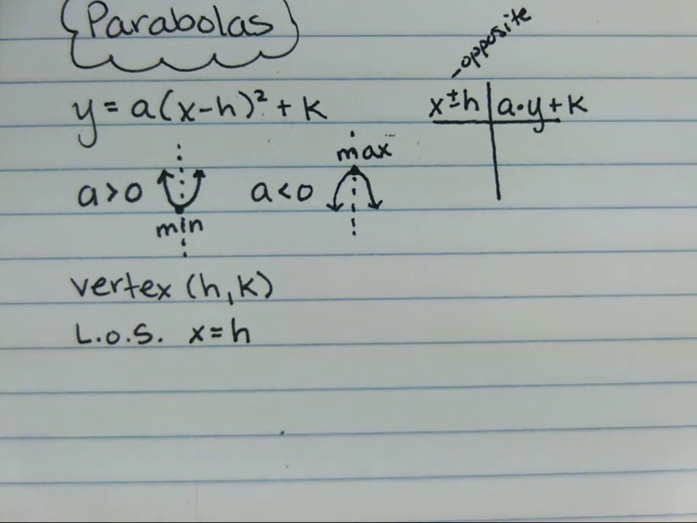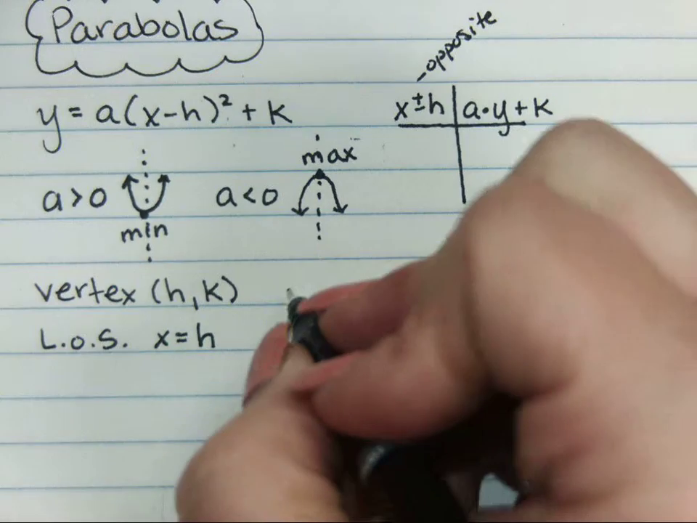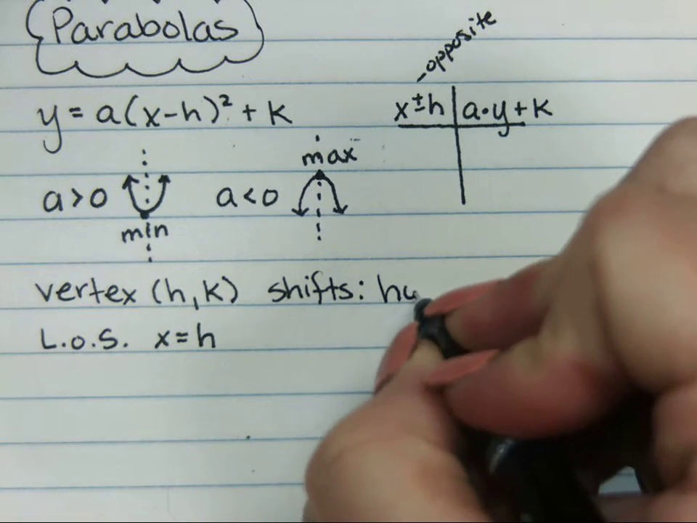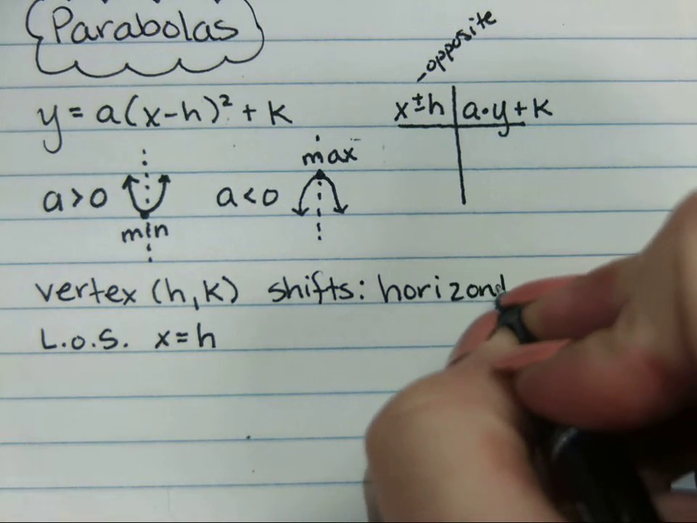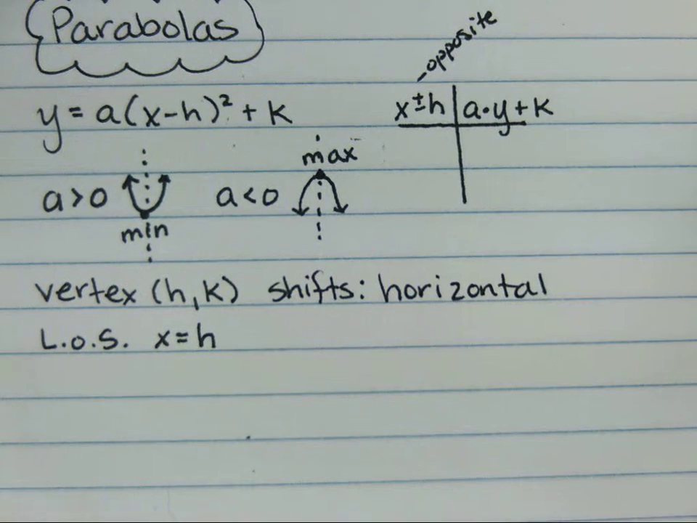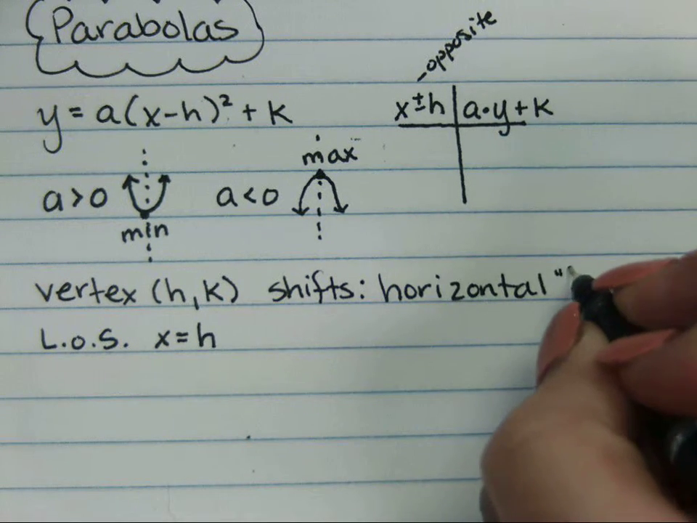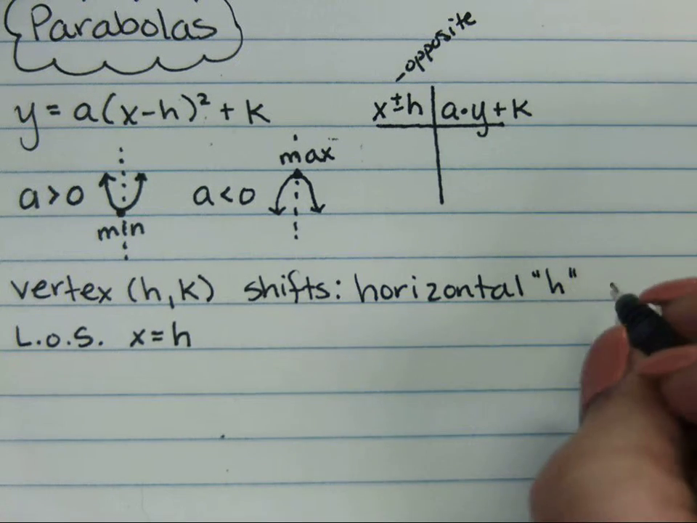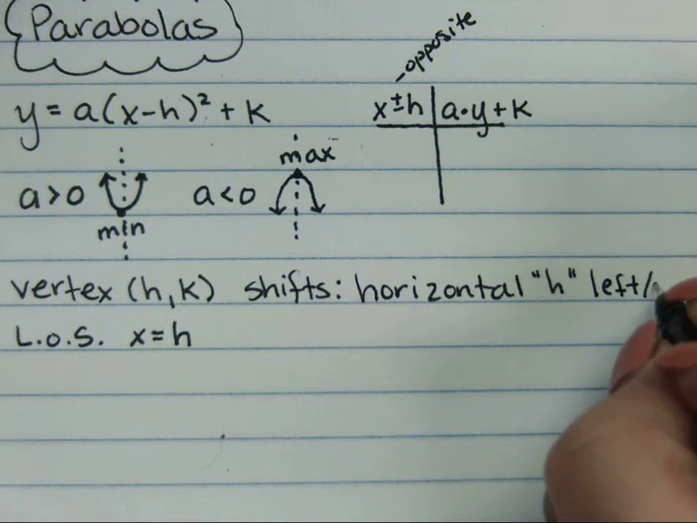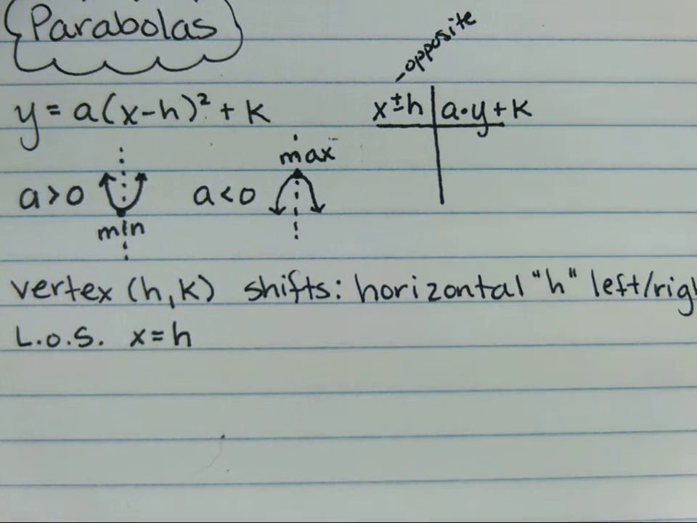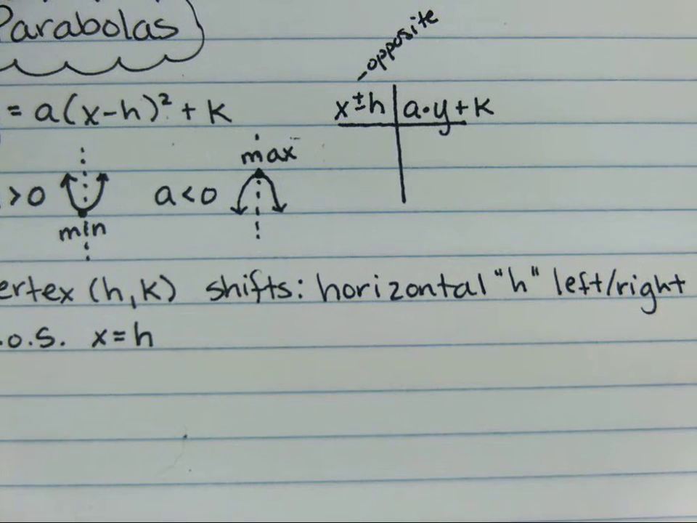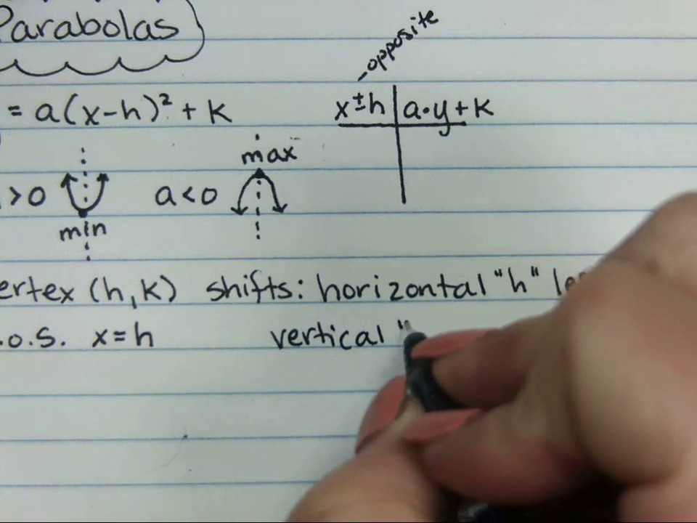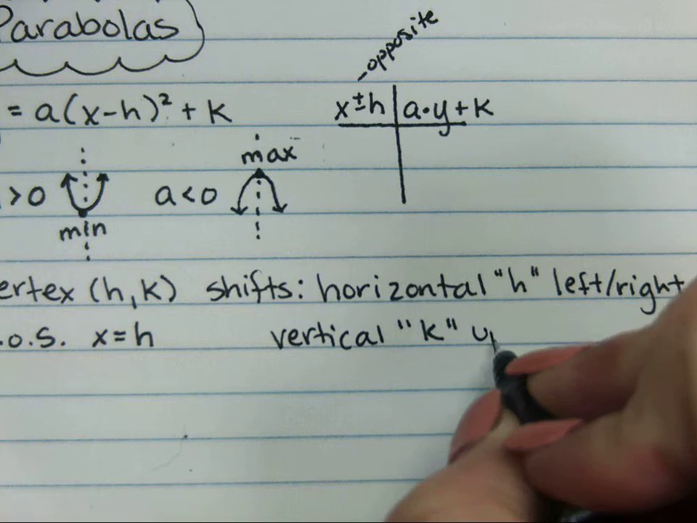And then if you are asked any information about a shift, you have your horizontal shift, and that is based off of the h value. And remember, it's always the opposite of what's currently sitting there. That's going to be a left or right, and you need to use the words left or right. And then you've also got your vertical shift, which is based off of your k value, and that's going to be up or down.